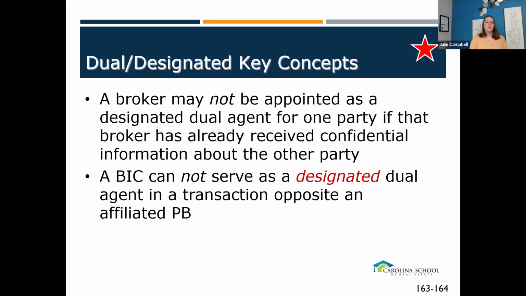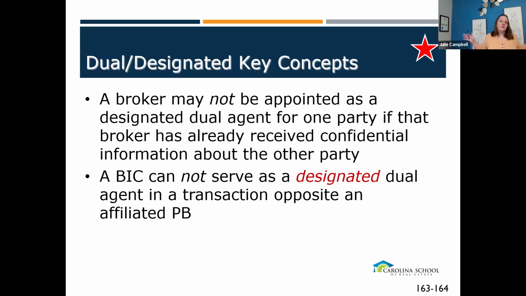That's right. What we're emphasizing is that the BIC and the PB can't be designated. You cannot kick the PB off one side of the wall and the BIC off the other side of the wall. Is everybody with me? Any other relationship can be designated as long as they don't come into the transaction with prior confidential information about the other side. BICs could be designated opposite of a full broker, a non-provisional broker.